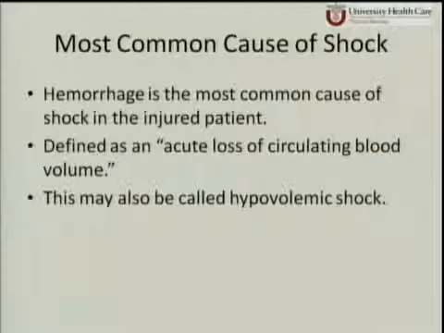In terms of trauma patients, the most common cause of shock is going to be hemorrhage. And hemorrhage is defined as an acute loss of circulating blood volume. We also may call this hypovolemic shock. So throughout this lecture, I may refer to it as hemorrhagic shock or hypovolemic shock. In either case, I mean the same thing. I think the take-home point here, though, is for any trauma patient, we have got to suspect hemorrhagic shock if they're in shock, first of all. Because in many cases, that's what they're going to be experiencing from hemorrhage.